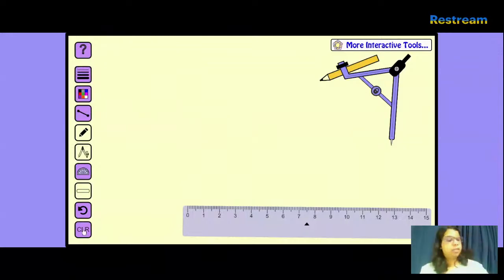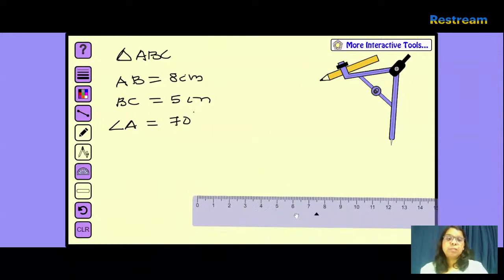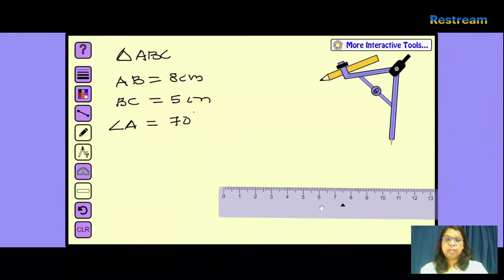So again, let's say we have triangle ABC where they have given AB is equal to 8 centimeters, then BC is equal to 5 centimeters, and angle A, okay, is equal to 70 degrees. Okay, so these are my specifications. You can see these are my specifications.